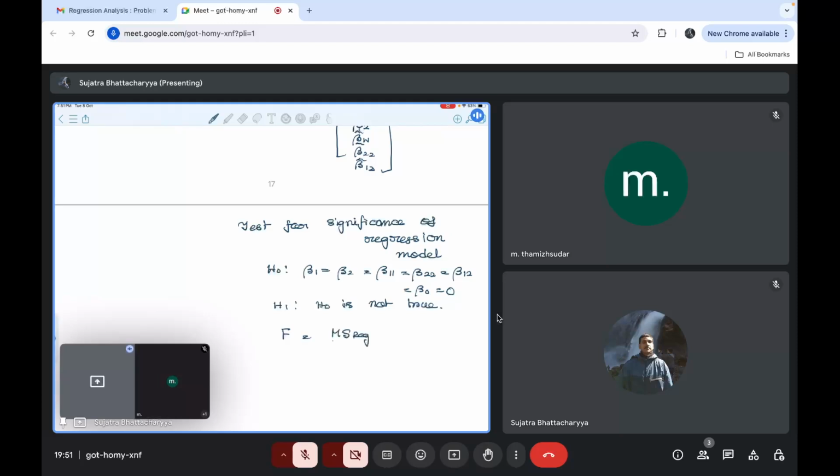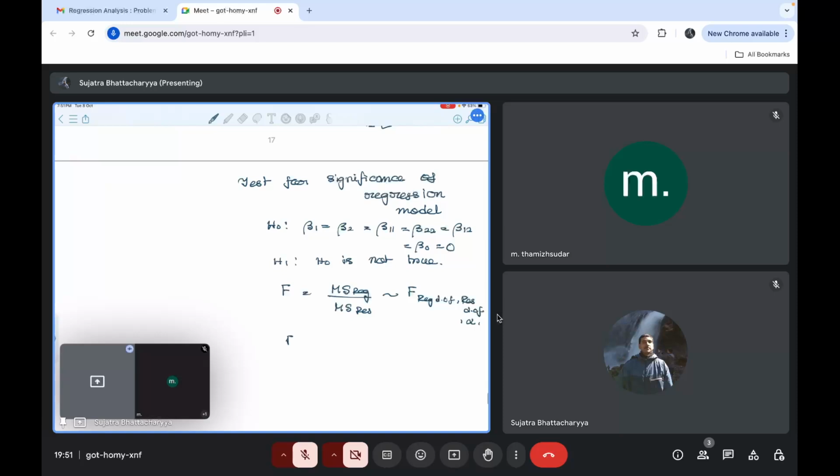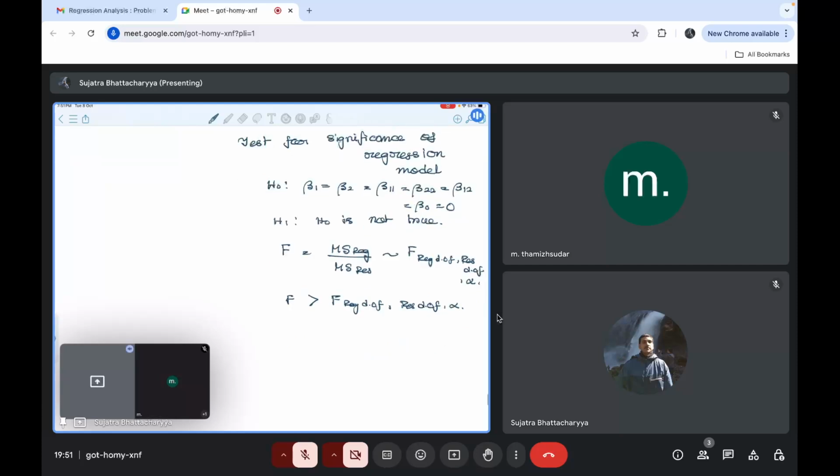In this case, enough is to do this: mean square regression divided by mean square residual, which will be F of regression degrees of freedom, comma, residual degrees of freedom, and the significance whatever you want. So if F is greater than F of regression degrees of freedom, residual degrees of freedom, comma alpha significance level, then H1 is accepted. The entire regression model is significant. Fine, so this is one of the things.